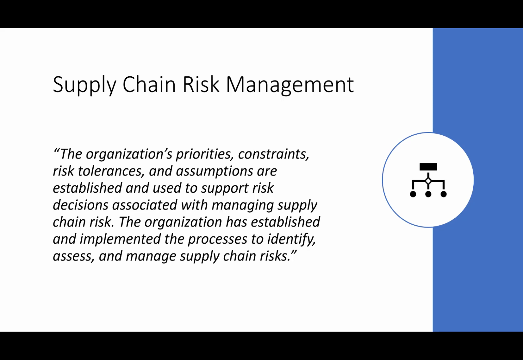So the last category we have to cover today is supply chain risk management. The organization's priorities, constraints, risk tolerances, and assumptions are established and used to support risk decisions associated with managing supply chain risks. The organization has established and implemented a process to identify, assess, and manage supply chain risk.